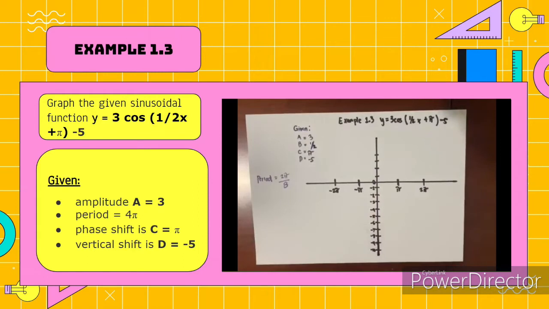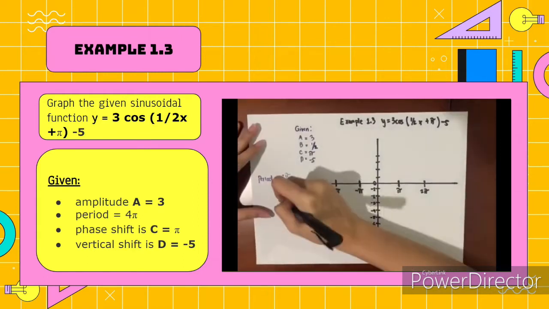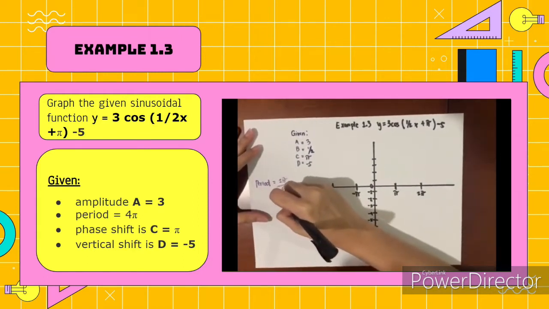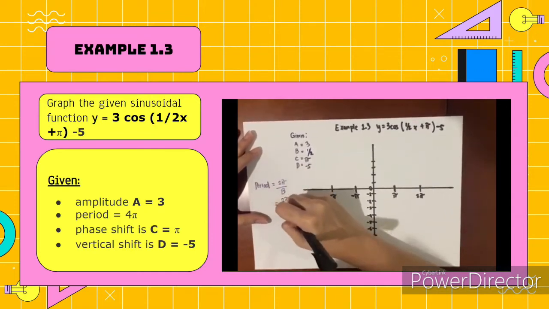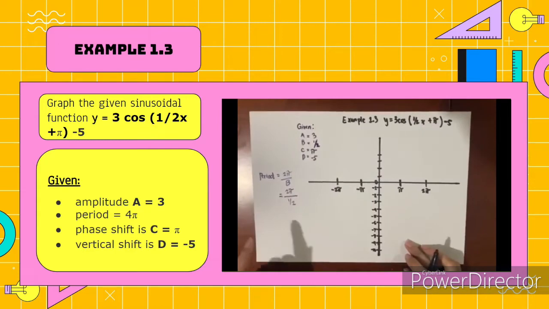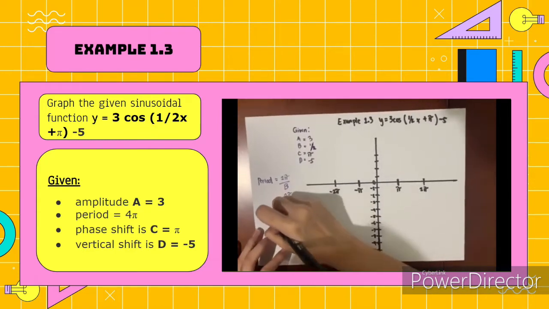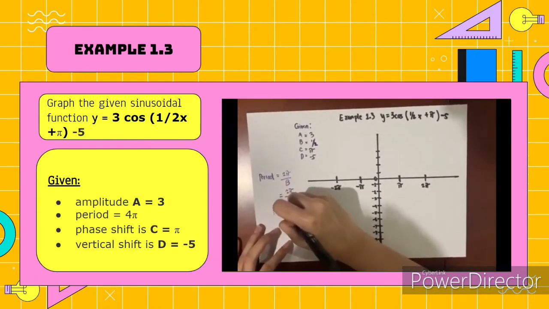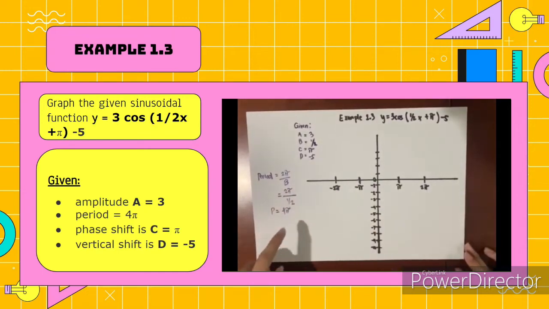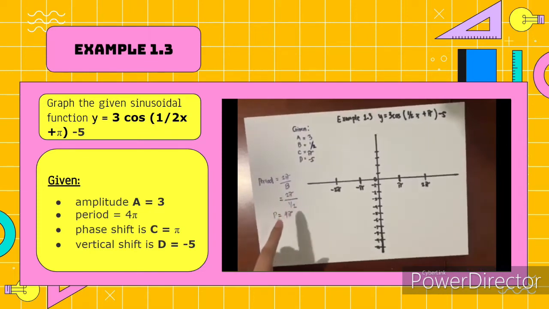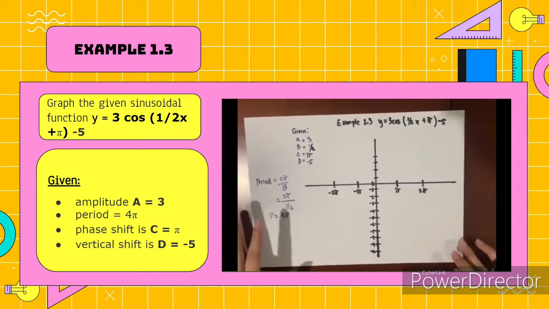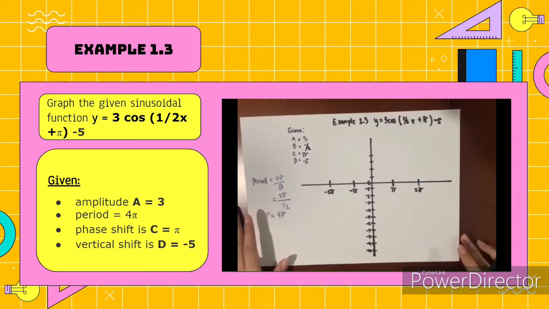Before we graph, let us first find the period. We replace b with 1 half. 2 pi divided by 1 half is equal to 4 pi. Why did it become 4 pi? Just multiply the 2 pi by the reciprocal of the denominator. Since the denominator is 1 half, the reciprocal of 1 half is 2 over 1, or 2.